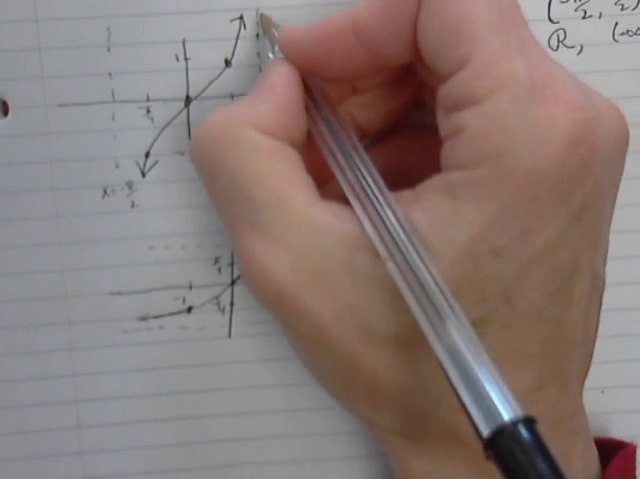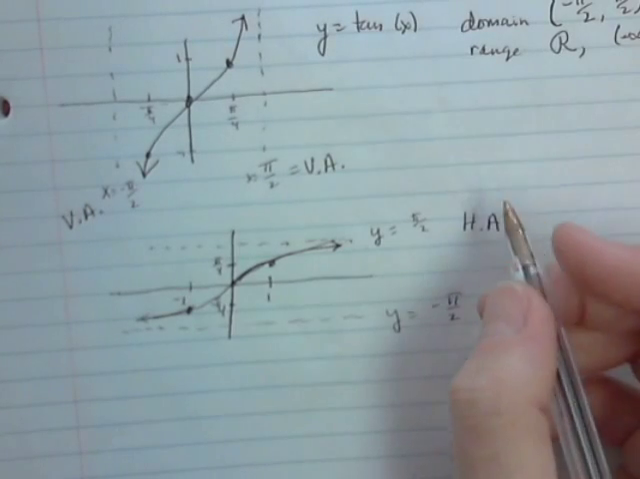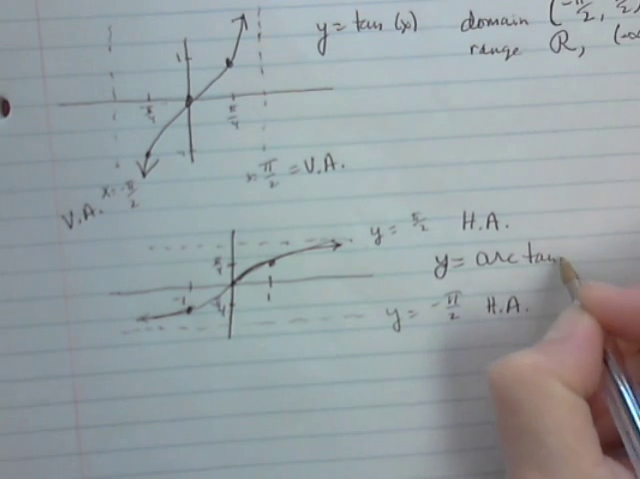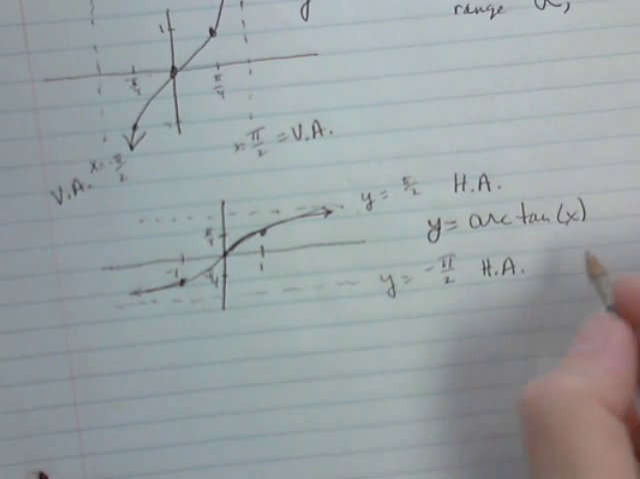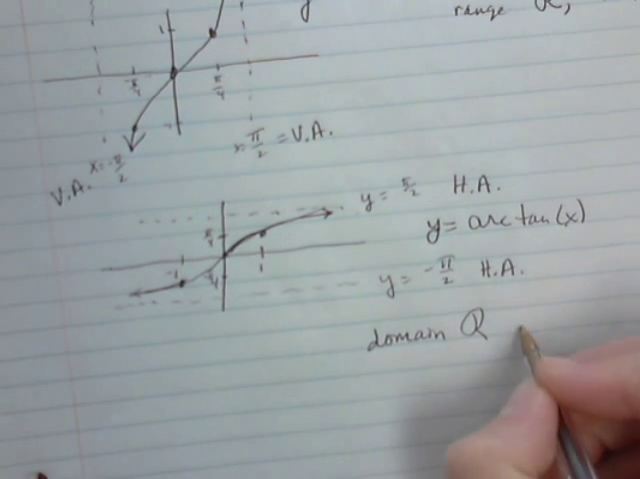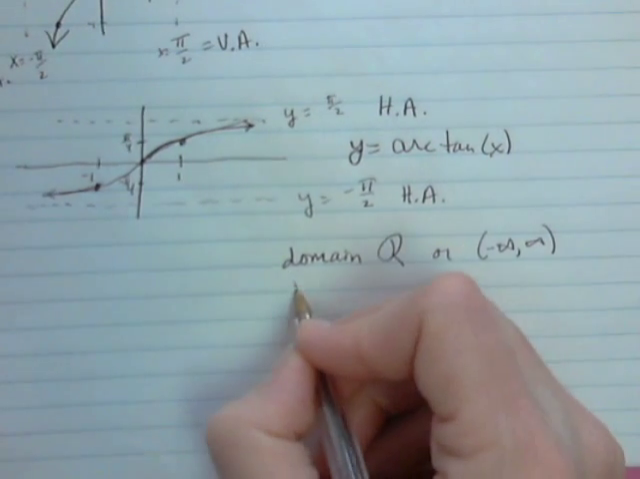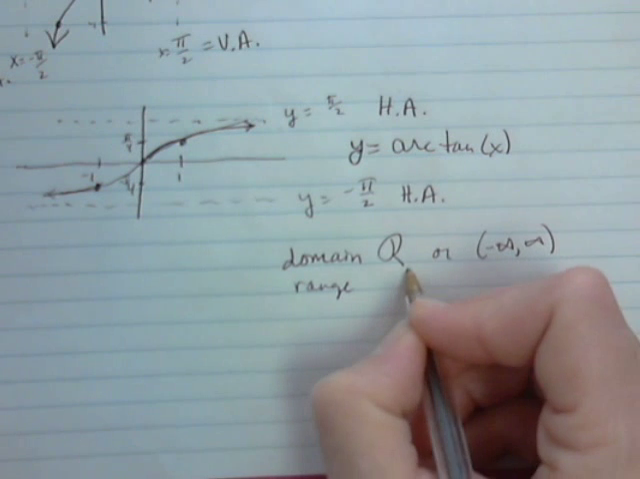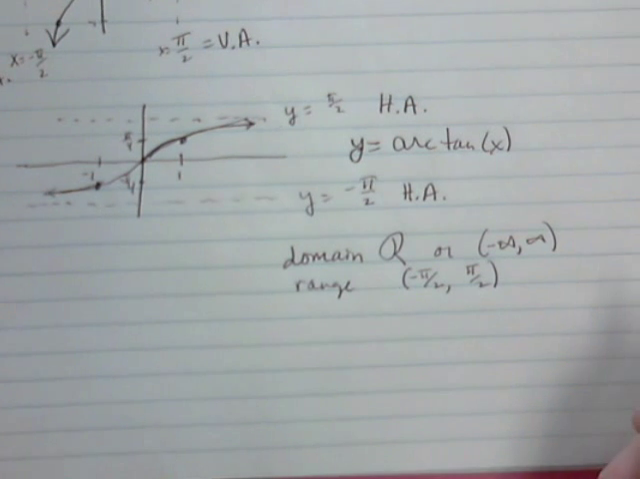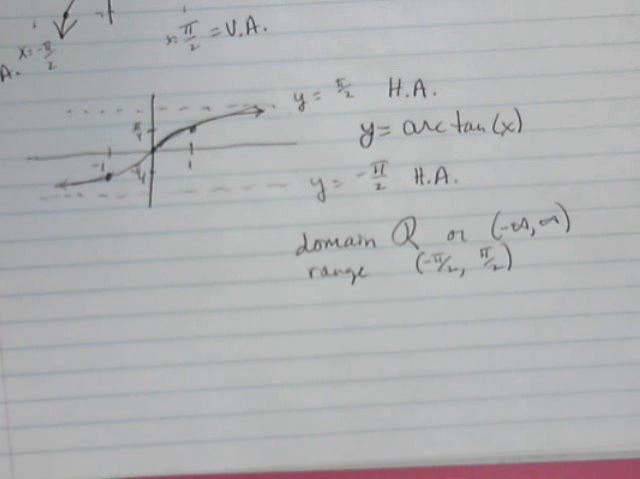Y equals tangent of x has 2 vertical asymptotes. And this graph right here is y is equal to the arc tangent of x. And this has a domain of all real numbers, my fancy R, or if you want to write -infinity to infinity. And it has a range of not including -pi over 2 to +pi over 2. And that's it for the inverse trig function graphs.